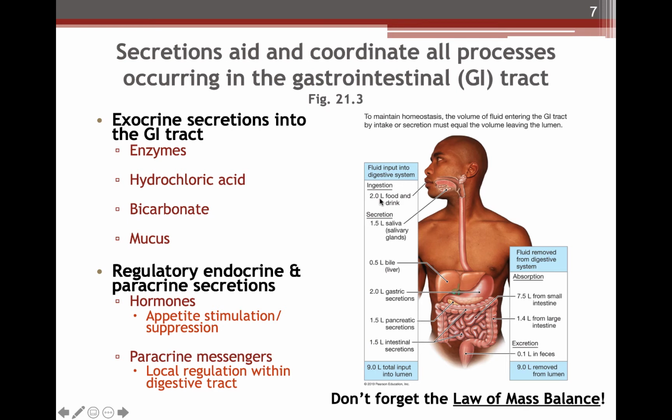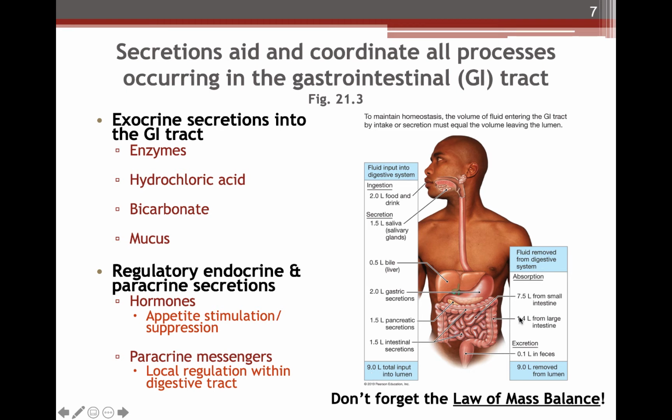And it's amazing to me that 2 liters of food and drink taken into the body requires another 7 liters of secretions by the digestive system. Really shows you the amount of energy that would need to be devoted just to digesting your food. So for a total of 9 liters of input.